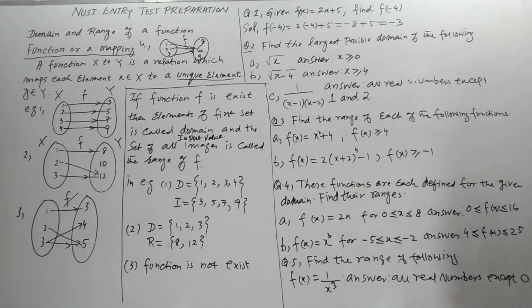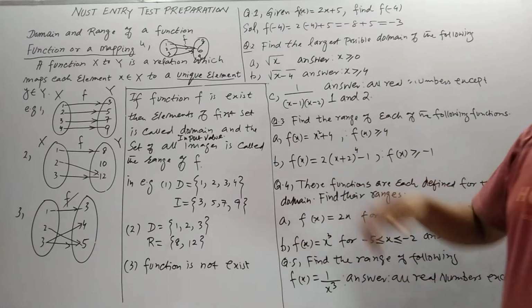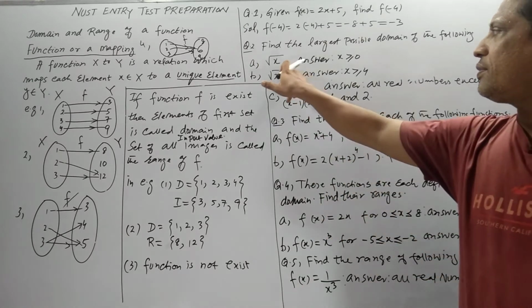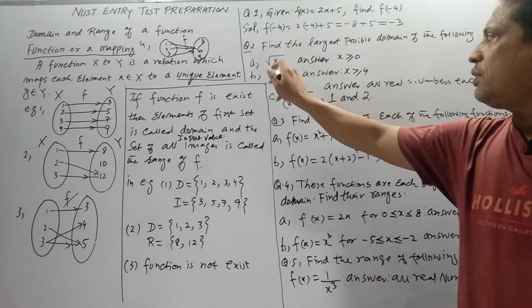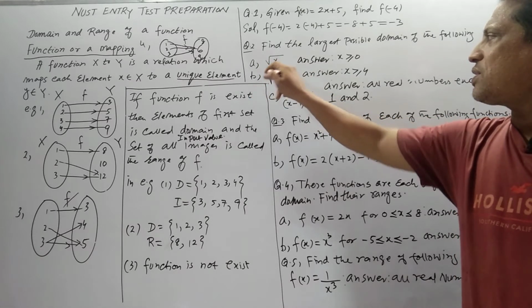I hope you understand. See part B. Part B is the square root of x minus 4.